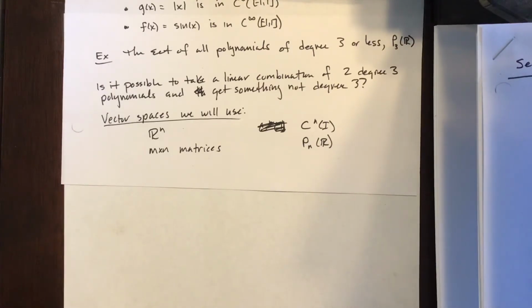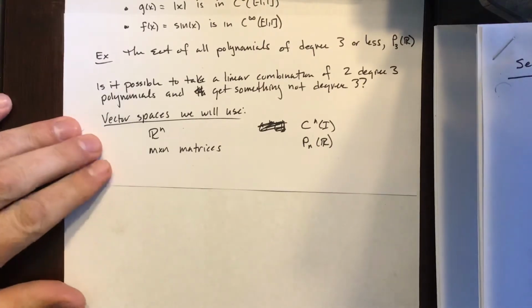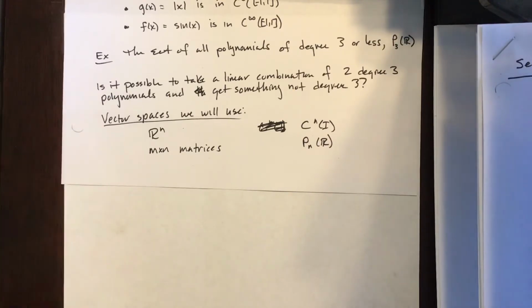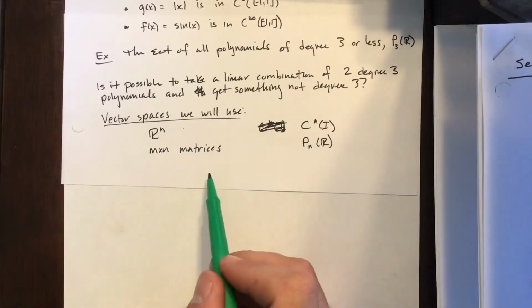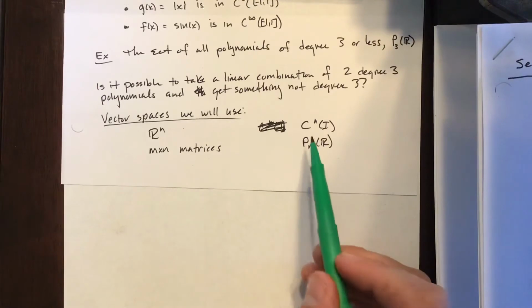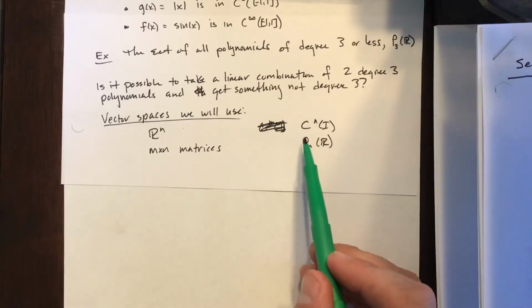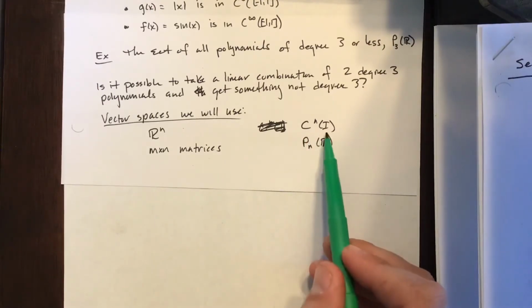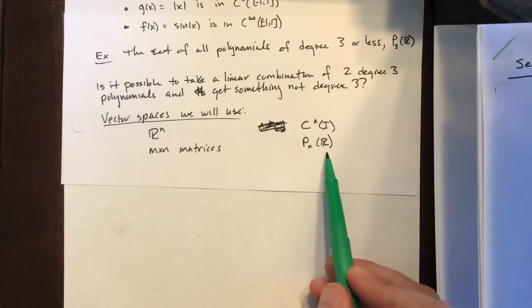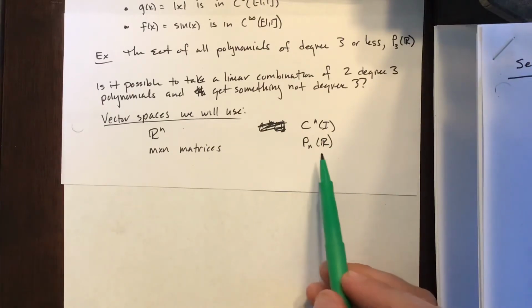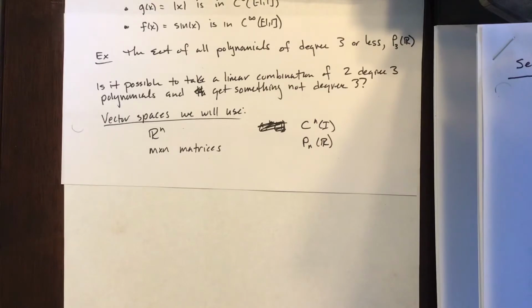These are the vector spaces that we are going to use. Obviously we'll look at Rn. We'll look at m by n matrices. We'll look at functions that are continuously differentiable n times over some interval. And we'll look at polynomials of degree n with real inputs.